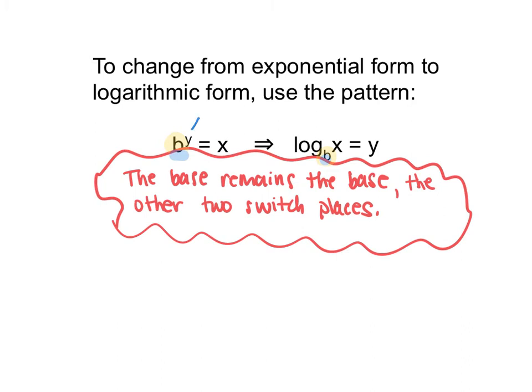So we had the y coming first, now the y is second. And the y was last, and now it's in the middle. So the base remains the base, the other two switch places. Whatever the base of the exponent becomes the base of the log. We'll switch the other two around, keeping the equal sign where it is at.